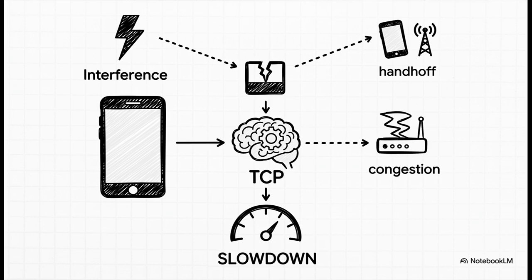And this is where it all falls apart for mobile. On a wireless network, packets get lost all the time, for reasons that have nothing to do with a traffic jam. It could be radio interference, or you're just moving between cell towers. But old-school TCP, it has no idea. It sees a lost packet, it assumes the network is clogged, and it just slams on the brakes. The result? Your connection slows to a crawl. And that is the exact problem these three solutions we're about to see are trying to fix.